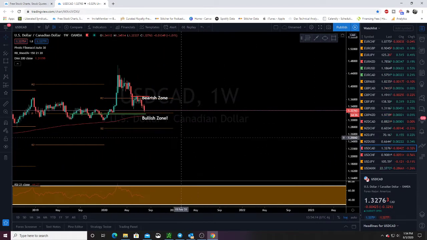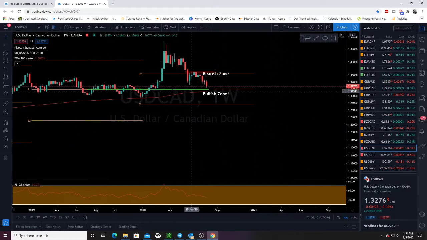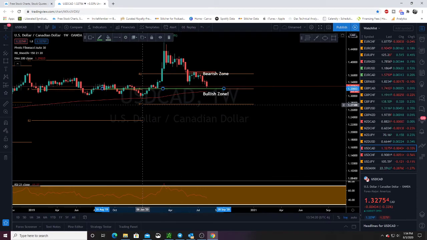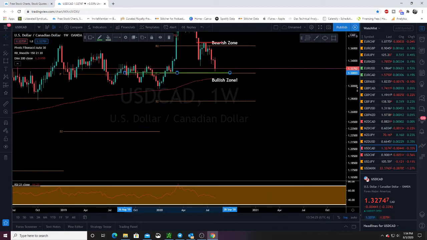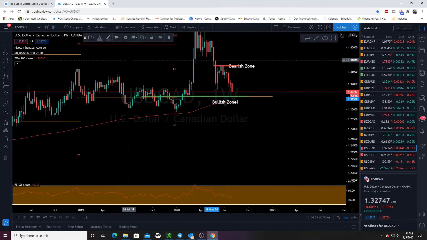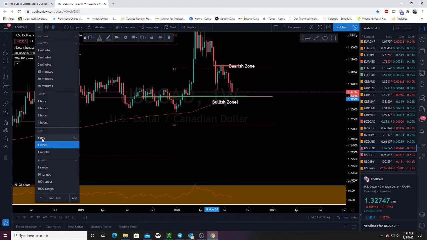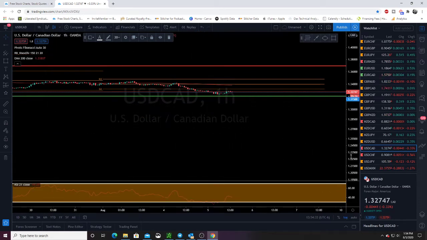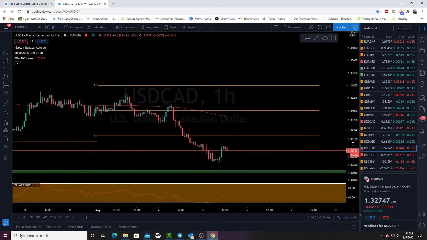There we go. I'm just going to call this pivot level, which pretty much is the yearly pivot, guys. We're getting really close to that yearly pivot. I'm going to call that the bullish zone. Then we're going to go back down to our 1 hour and try to see if we can sandwich price in.